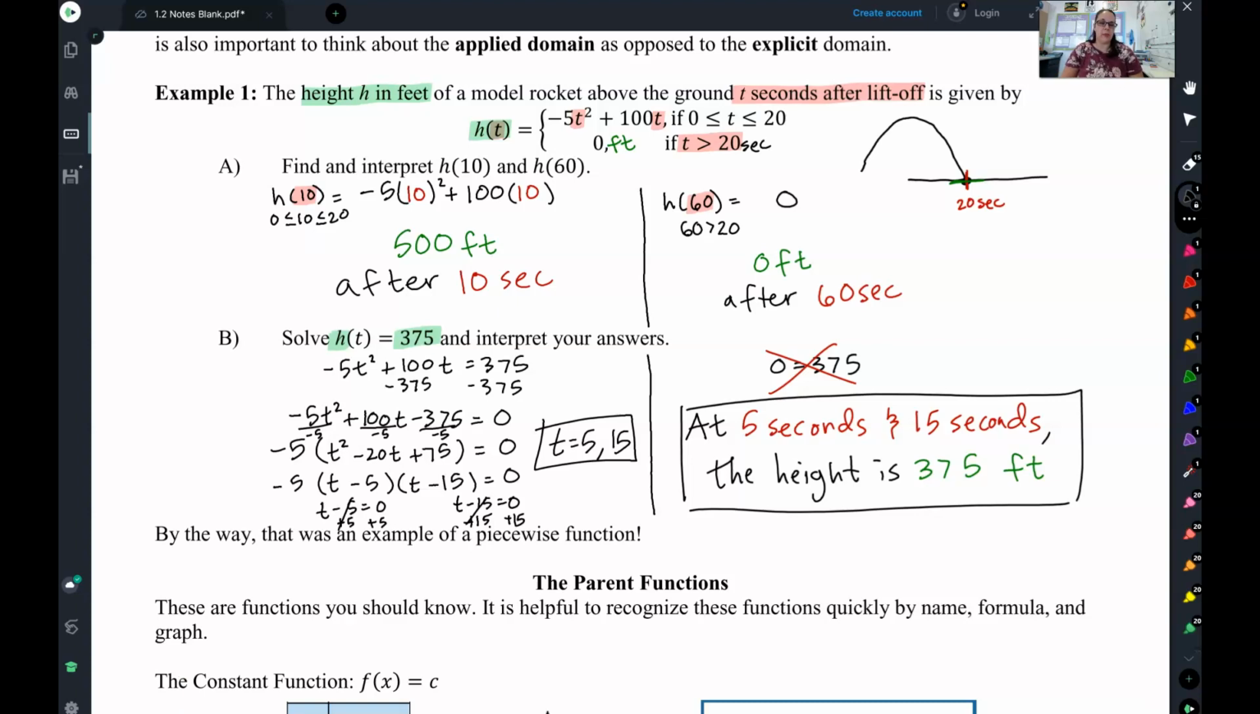So there's an example of our piecewise function. There's an example of finding and interpreting. In the next video, we're going to talk about another big basic, which is our parent functions, which will be super important through the rest of this year.